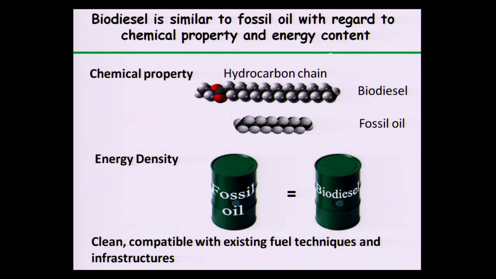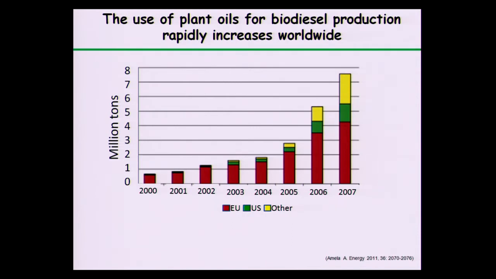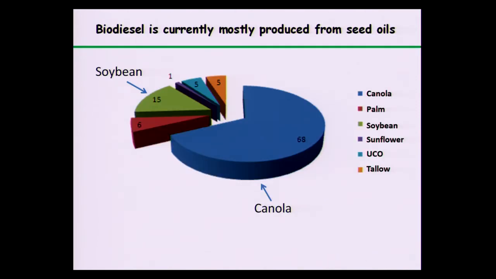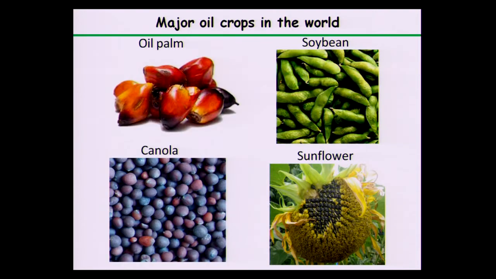In addition, biodiesel is clean, has low emissions, and is compatible with existing fuel technique and infrastructure. Due to this and many other advantages, the use of plant oil for biodiesel production has increased rapidly in the world, including the US, European Union, and other parts of the world. Right now, most biodiesel is made from seed oil, mainly canola seeds and soybean seeds. Soybean and canola are also the major oil crops in the world, along with oil palm and sunflower.